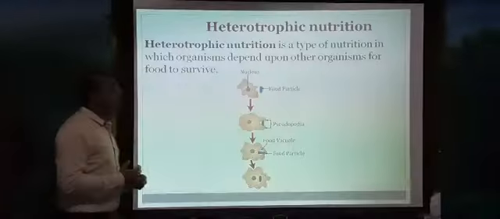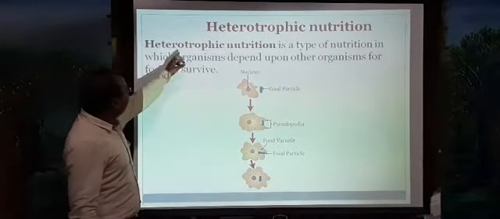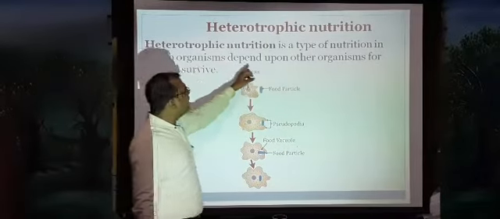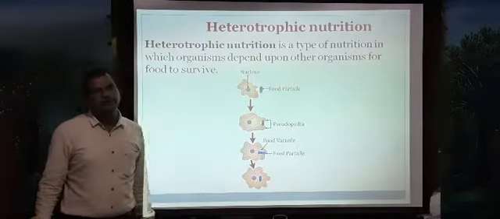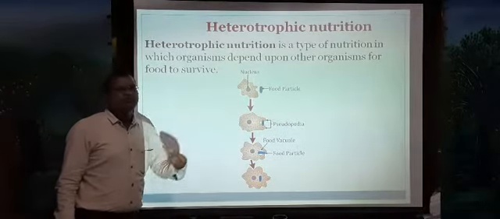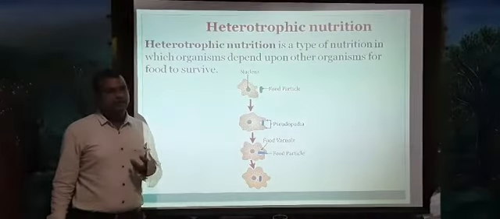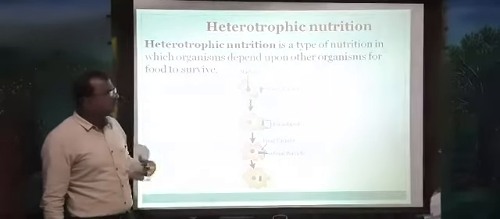Now we are going to discuss heterotrophic nutrition. What is heterotrophic nutrition? Heterotrophic nutrition is a type of nutrition in which organisms depend upon other organisms for food to survive. As we know, food is one of the basic needs for all organisms. Without food, they can't survive. So all the organisms need food.